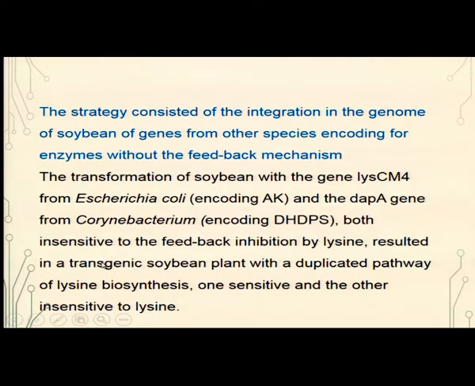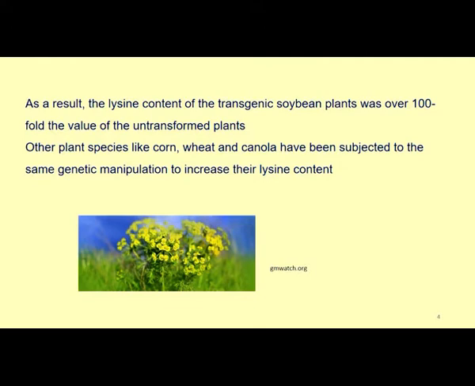So the transgenic soybean with the duplicated pathway of lysine biosynthesis has two pathways. One is the normal, controlled by feedback inhibition. The other one belongs to the transgenes, and it is insensitive to the presence of lysine. As a result, the lysine content of the transgenic soybean plants was over 100-fold the value of the untransformed plants. The same strategy has been applied to other plant species like corn, wheat, and canola, and in all these, the lysine content has been increased.